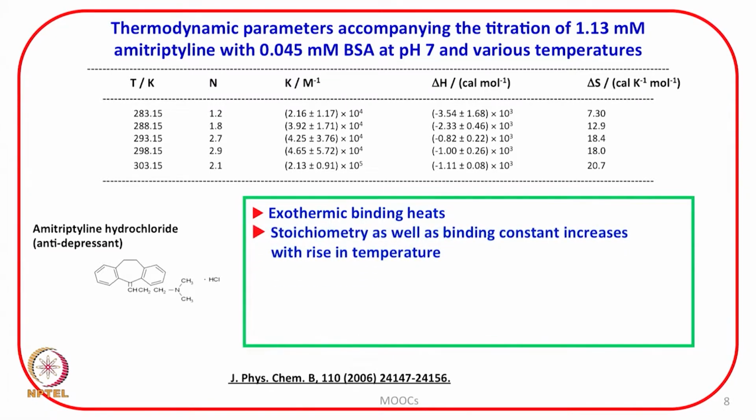Next, stoichiometry as well as binding constant increases with rise in temperature. Therefore, suitable interpretation should also be applied or given to it. At the same time, there is an increase in positive entropy with rise in temperature. Entropy change is positive.